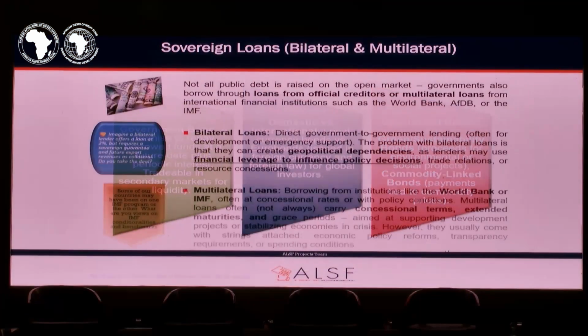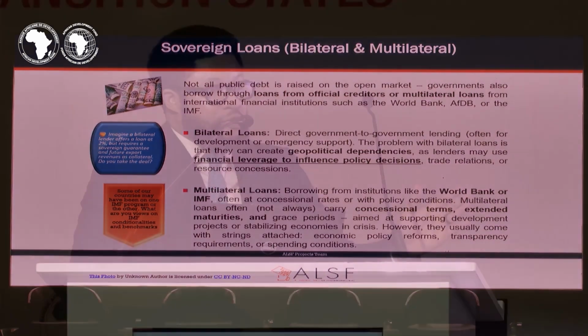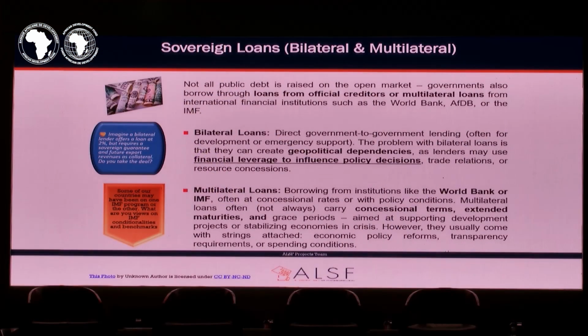Yeah, I think there's a prompt there. I had my list yesterday and I called some countries. Again, calling countries is not to put anyone on the spot, it's just to understand the context of your country. So there's a prompt here that says, imagine a bilateral lender offers a loan at 2%, but requires a sovereign guarantee and future export revenues as collateral. Do you take the deal?